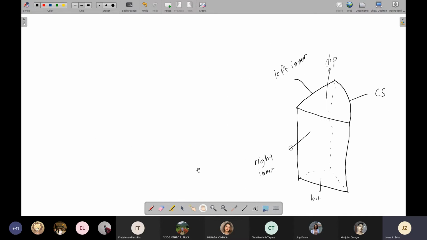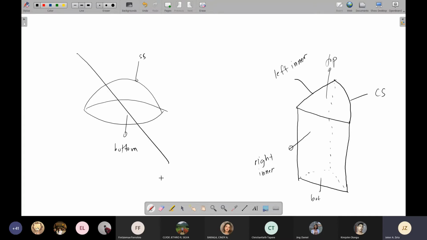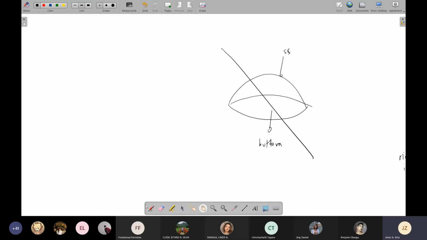How about the spherical, sir? Recall the spherical coordinate system, which should be a hemispherical surface. If you are hemispherical, you only have 2 surfaces: the spherical surface and the bottom surface. But what if I chop it? Again, the more you chop the sphere, just like the cylinder, the more surfaces there will be. For example, it is formed like this.